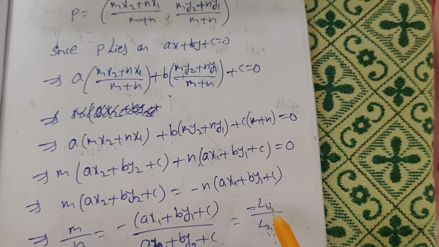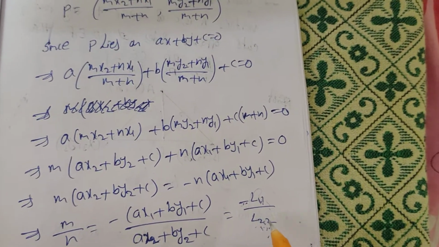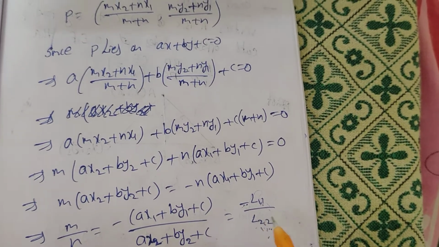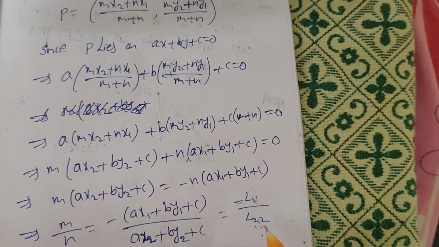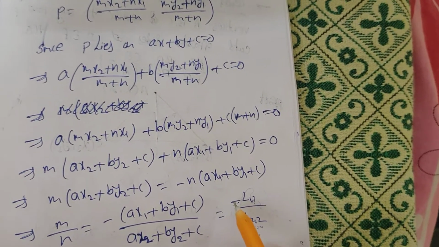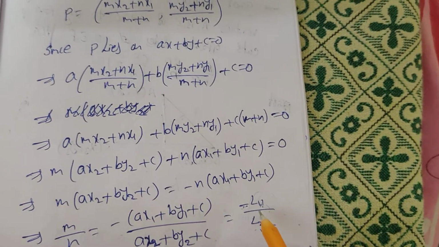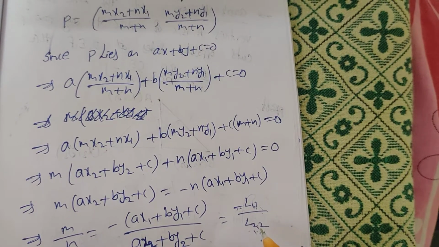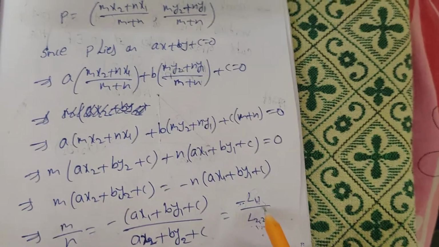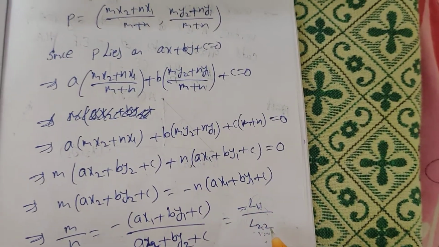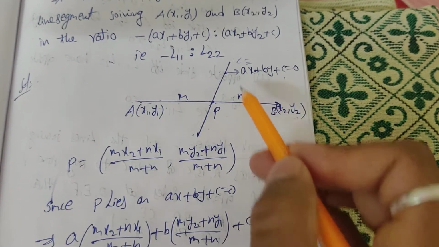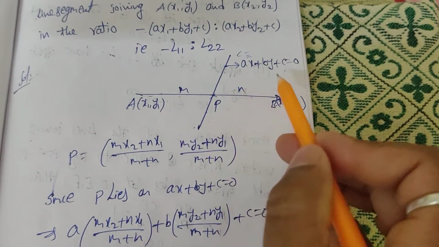Suppose L1 is positive and L2 is negative. Positive by negative gives negative, and the minus we already have, negative into negative, is positive. Otherwise, if L1 is negative and L2 is positive, negative by positive gives negative, and already we have negative, so negative into negative is positive. That means if L1 and L2 have opposite signs, then this ratio becomes positive. Whenever this ratio is positive, these two points a, b are on opposite sides of this line L = 0.